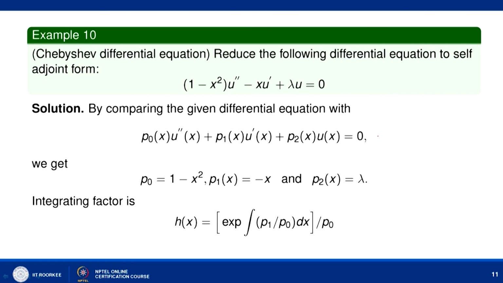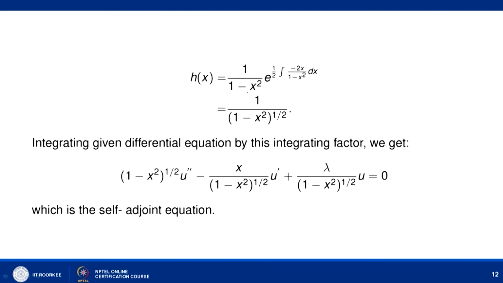Here we just compare with the differential equation, and we say that p0 is equal to 1 minus x square, p1 is equal to minus x, and p2(x) is equal to lambda. We already know the factor by which we can make this equation a self adjoint equation: we can calculate h(x) as exponential of integral of p1 by p0 dx divided by p0. So p1 is minus x and p0 is 1 minus x square. So we can calculate this h(x) as 1 upon 1 minus x square, this is p0, into e to the power 1 by 2 integral of minus 2x upon 1 minus x square.